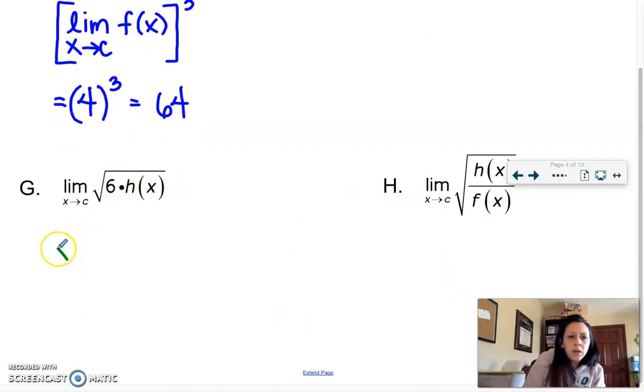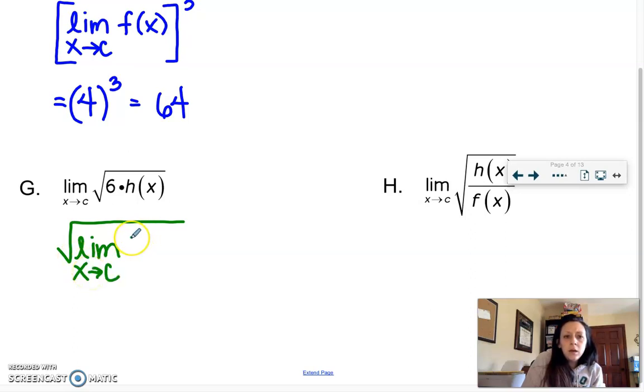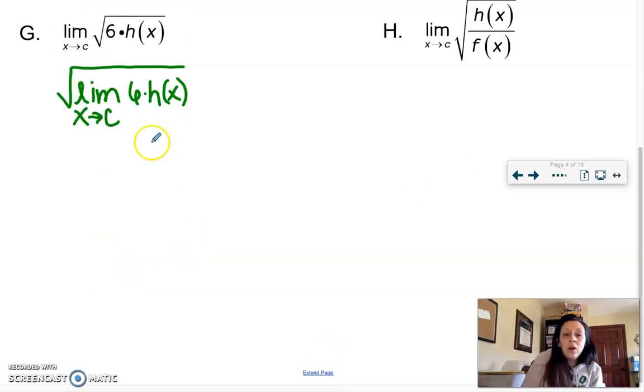So I'll show you what that looks like. So this would mean I have a square root, but I'm going to do the limit as x approaches c of 6 times h of x first. And actually, I'm going to also apply the constant rule. And I'm going to say, let me deal with that 6 after I apply the limit.